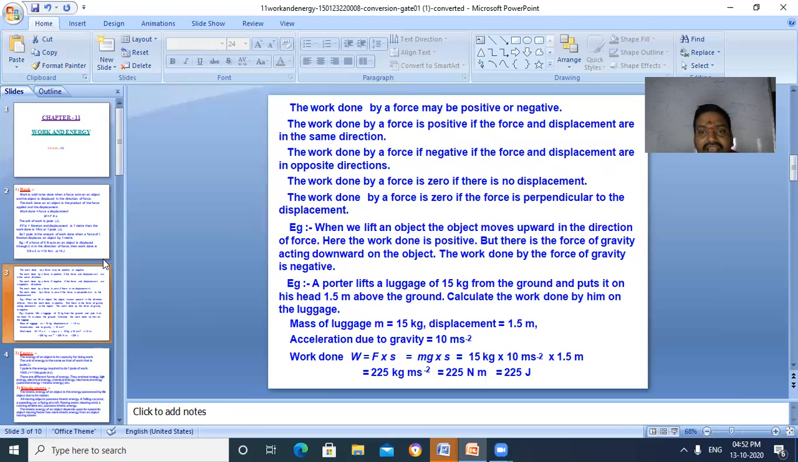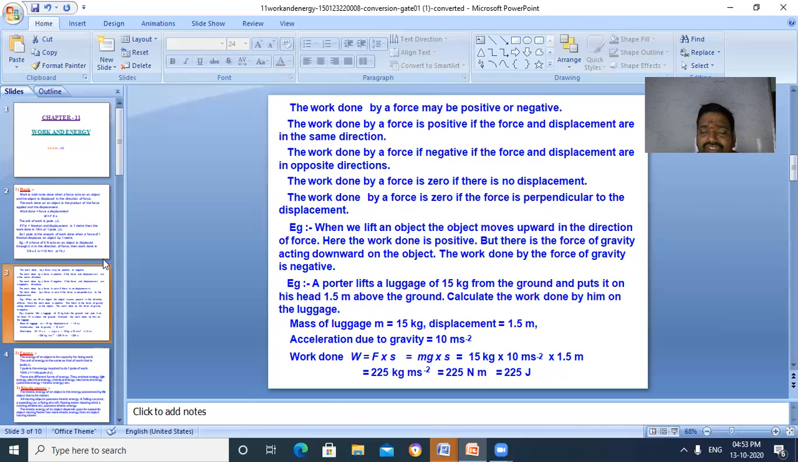Now, the second thing is whether work done is positive or negative. If you look at the magnitude, work done by a force may be positive or negative, whether it is done by the object or on the object. Work done by a force is positive if the force and displacement are in the same direction. In contrary, work done by a force is negative if the force and displacement are in opposite directions.